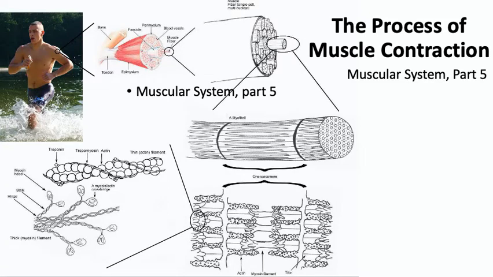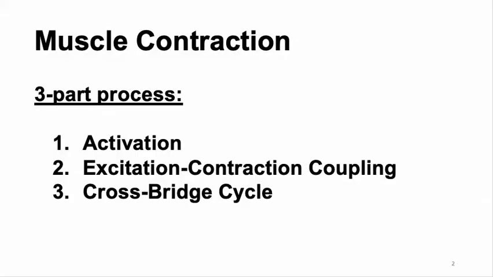Hi folks, welcome to part 5 of the muscular system, the process of muscle contraction. The first 4 mini lectures led us to this point where, now that we understand a little bit about the structure of skeletal muscle and the neuromuscular junction, we can think about the 3-part process of muscle contraction, which involves activation first. And as you can imagine, that's going to involve the neuromuscular junction.